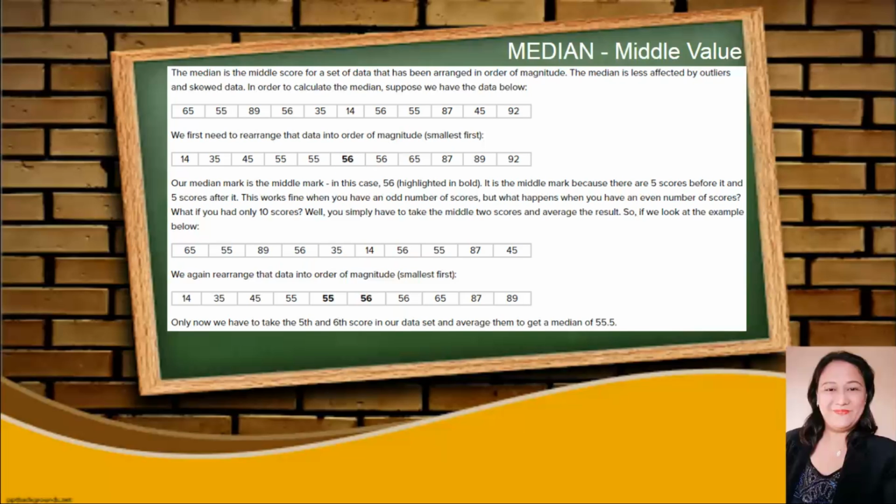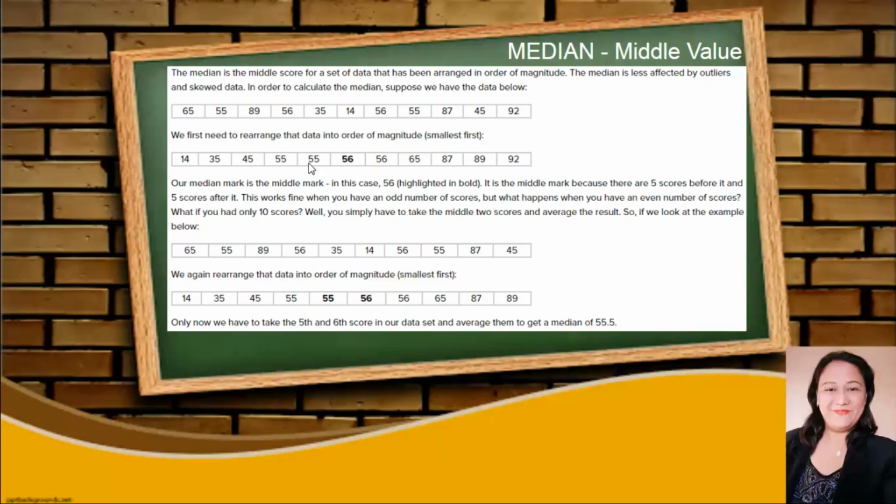To make it clearer, tingnan natin ang example dito. Meron akong numbers dito. 11 yan. Kahit i-check nyo pa. 1, 2, 3, 4, 5, 6, 7, 8, 9, 10, 11. First, i-arrange mo muna siya from smallest to the highest. Ano ang gitna ng 11? 6. Diba? So, yung pang 6 na value, yun ang median niya.